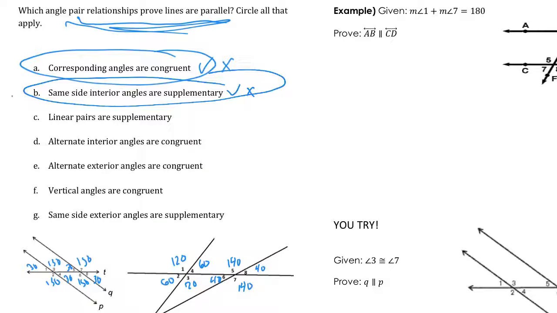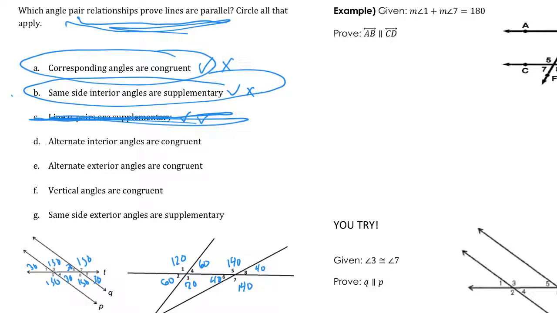Linear pairs are supplementary. Let's look at some linear pairs. So 30 plus 150, 1 and 3. Yep, that's supplementary. 120 and 60, that's 180. So those two are also supplementary. This is true if it's parallel or if it's not. So that does not prove lines are parallel. It could work for either situation.